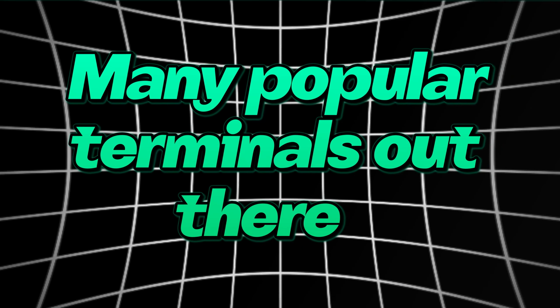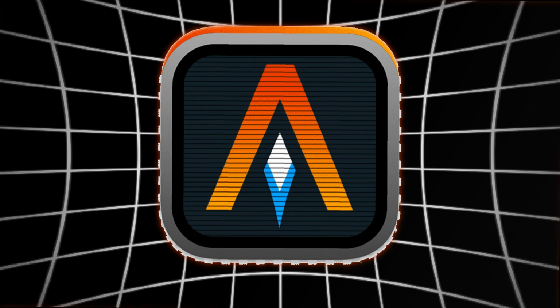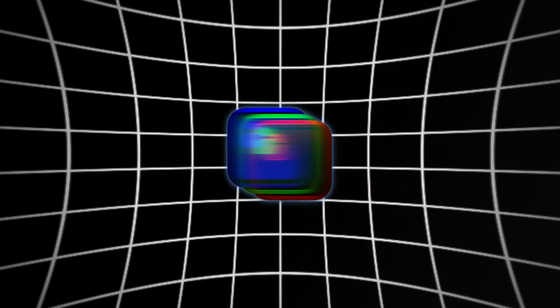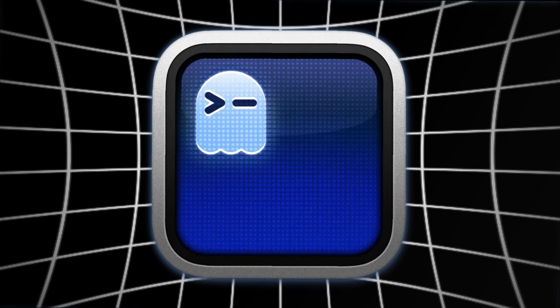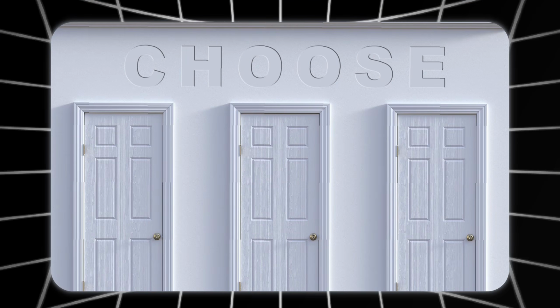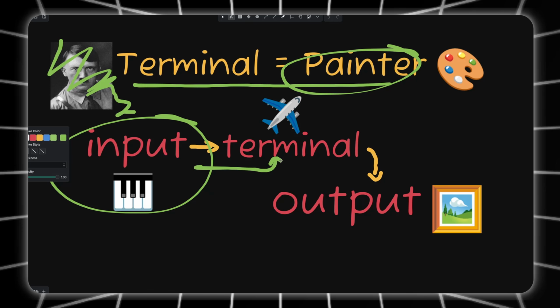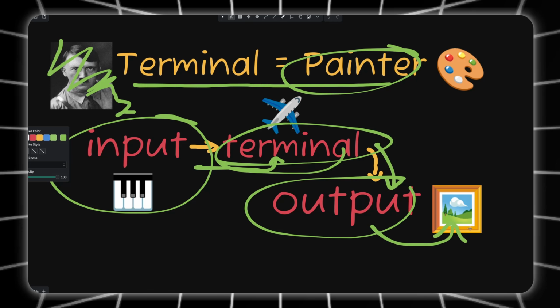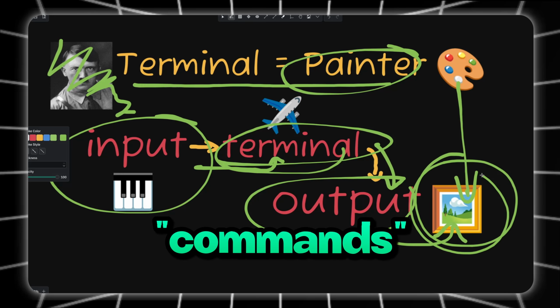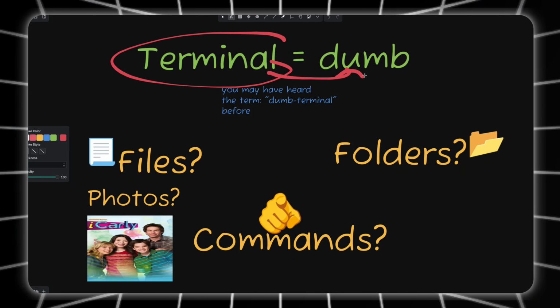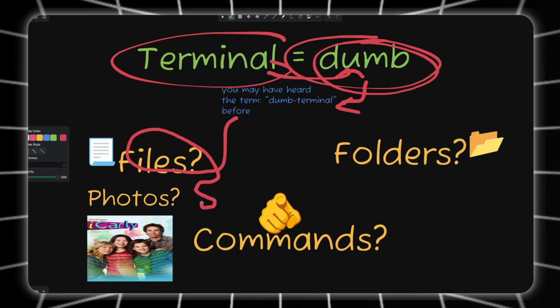Now, there are many popular terminals out there, like Alacritty, Kitty, and my favorite, Ghostty. They all have their own features, but as a level 1 noob, you don't need to worry about which one to use just yet. So think of the terminal like a painter, and definitely don't think of that one. Anyway, the terminal simply accepts your keyboard and mouse input and draws the result of something called commands on the screen. And you must remember, the terminal application itself is dumb. It doesn't know anything about files, commands, or your favorite photos collection.